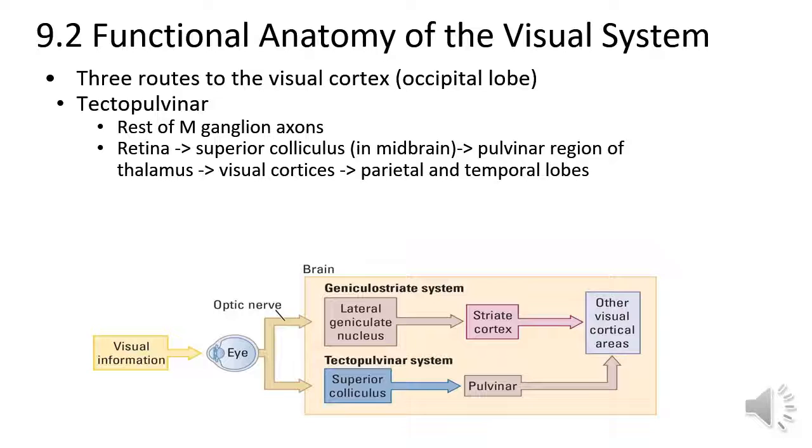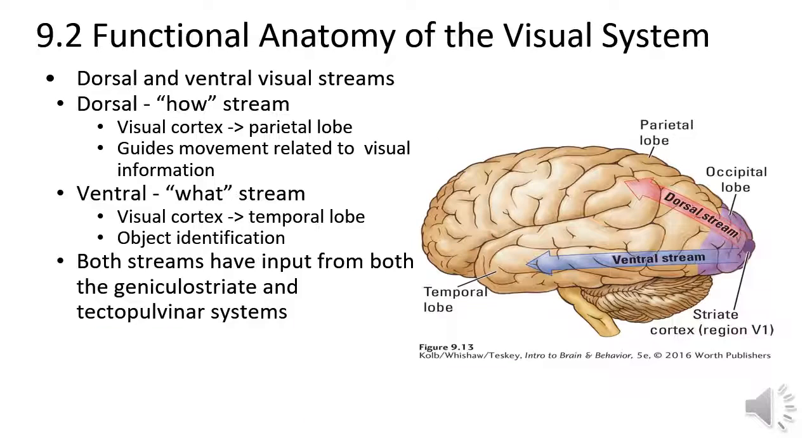So the second of the two most important routes to the visual cortex is the tectopulvinar system. This is comprised of the rest of the M ganglion cells. It goes from the retina to the superior colliculus, which is in the midbrain, then to the pulvinar region of the thalamus, so still through the thalamus but a different part of it, to the visual cortices, and then again to the parietal and temporal lobes.